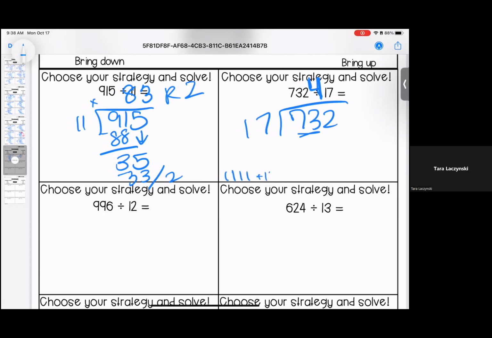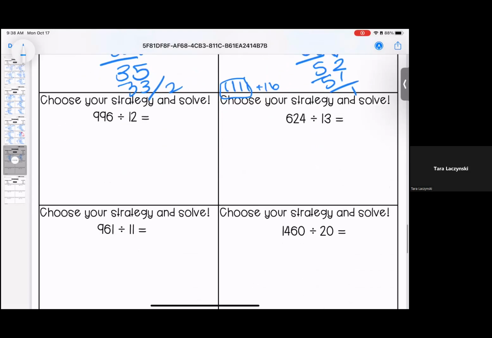But I need to add 16 to this because I had 4 groups. So that is one way to figure that out if I'm a little bit sticky. So the closest that I can get is 4 times, which is going to give me 68. When I subtract that from 73, I'm left with 5. Bring down my 2. 17 is going to go into 52 3 times because 3 times 17 is 51. That leaves me with a remainder of 143, remainder 1.